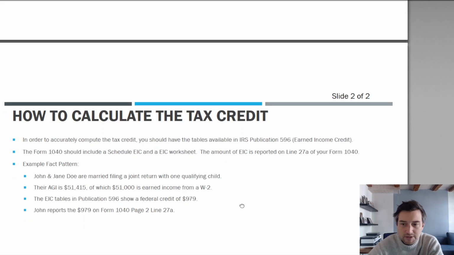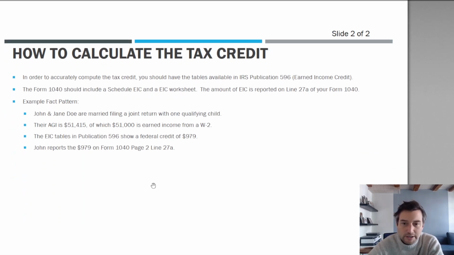Next slide here, some details on the fact pattern. So in order to actually accurately complete and compute this credit, you need to reference the tax tables, the credit tables in the Pub 596. Now, if you're using tax prep software, the beauty of that is they will generally automatically look up the credit amount for you. But if you're looking this up manually because you're paper filing the return, or you just want to verify that the information is correct, we'll have a look at those tables in the Pub 596 so you can see that you've got the correct amount.